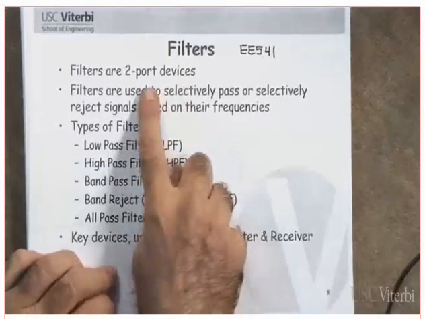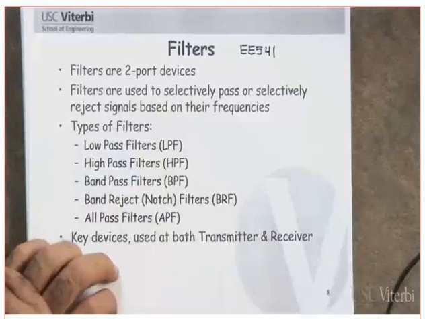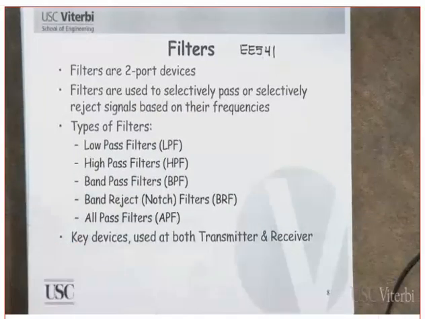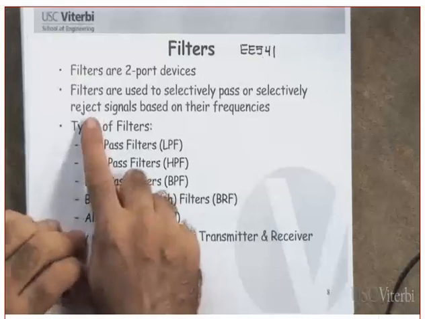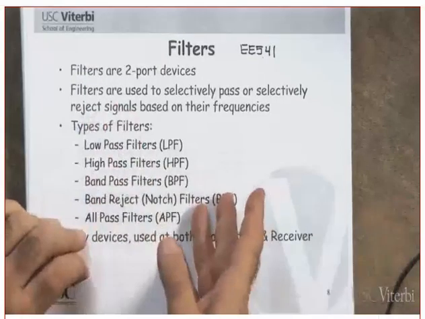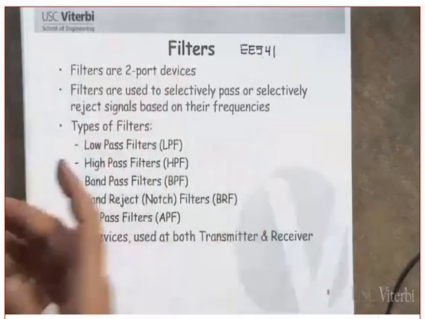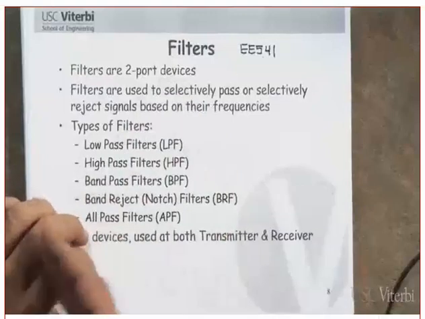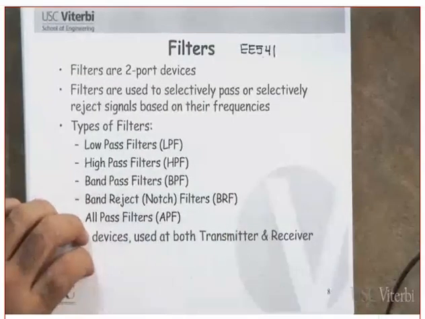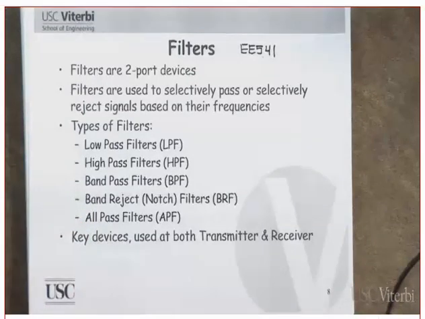Now, the filter is a how many port? We say 2-port device. What does it mean when we say 2-port device? It has an input and an output. Clear? But by the way, where do we use them? Only at the transmitter or all over the place? All over the place. At the transmitter side and at the receiver side. Always remember, after a mixer, you need to have a filter. No other way around.